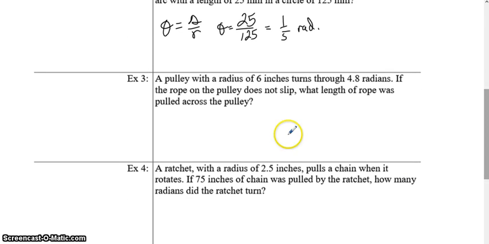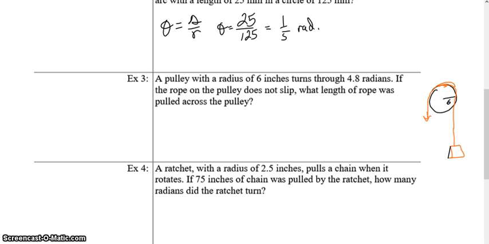Okay, how about this stuff? This is where we really get into the nitty gritty, why we use this and where we use this stuff. So we've got a pulley with a radius of 6 inches. So we've got this around here, 6 inches, and we've got a rope wrapped around it, and it comes down. So there may be something holding on to this down here, and we're going to pull that rope that way.